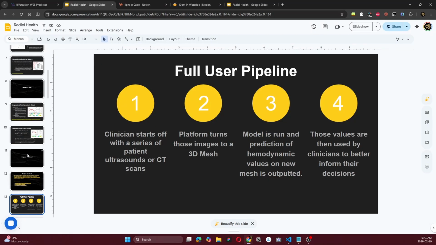So the flow pipeline that I envision is a four-stage thing. Here, the clinician starts off with a series of patient ultrasounds or CT scans, stuff that's already very accessible and that they already do in the clinic. Then our platform turns those images into a 3D mesh. Our model is run, and the prediction of hemodynamic values on the mesh is outputted. And finally, those values are then used by clinicians to better inform their decisions.